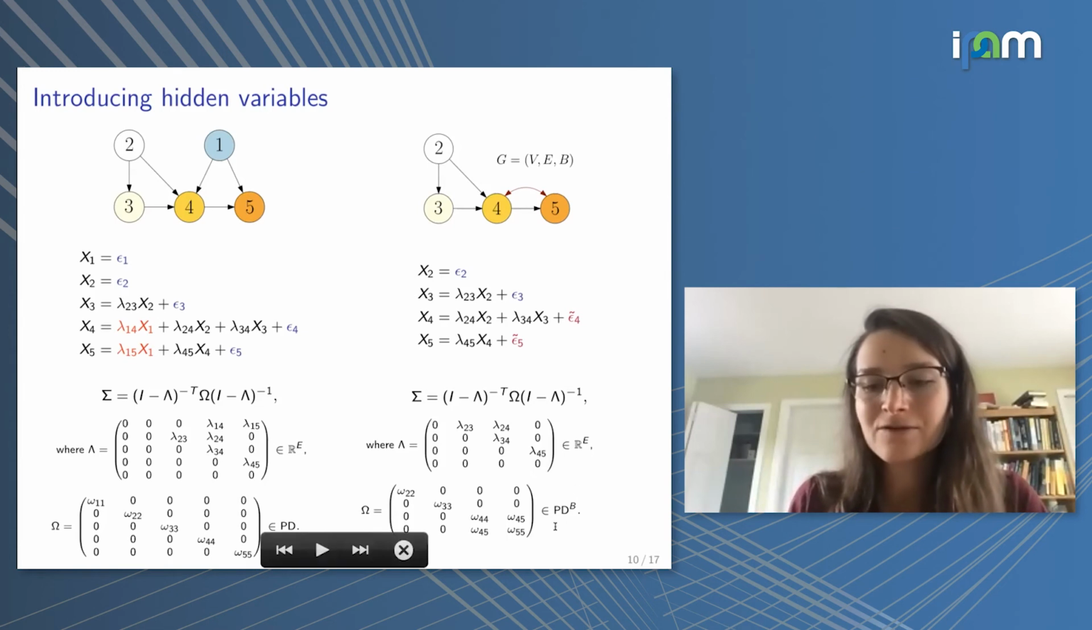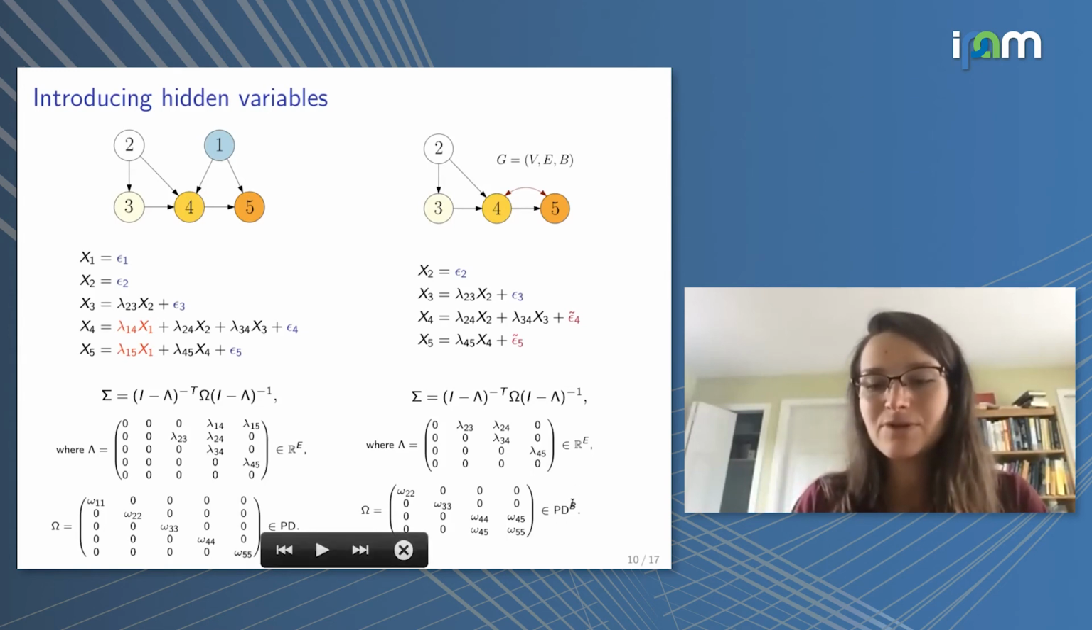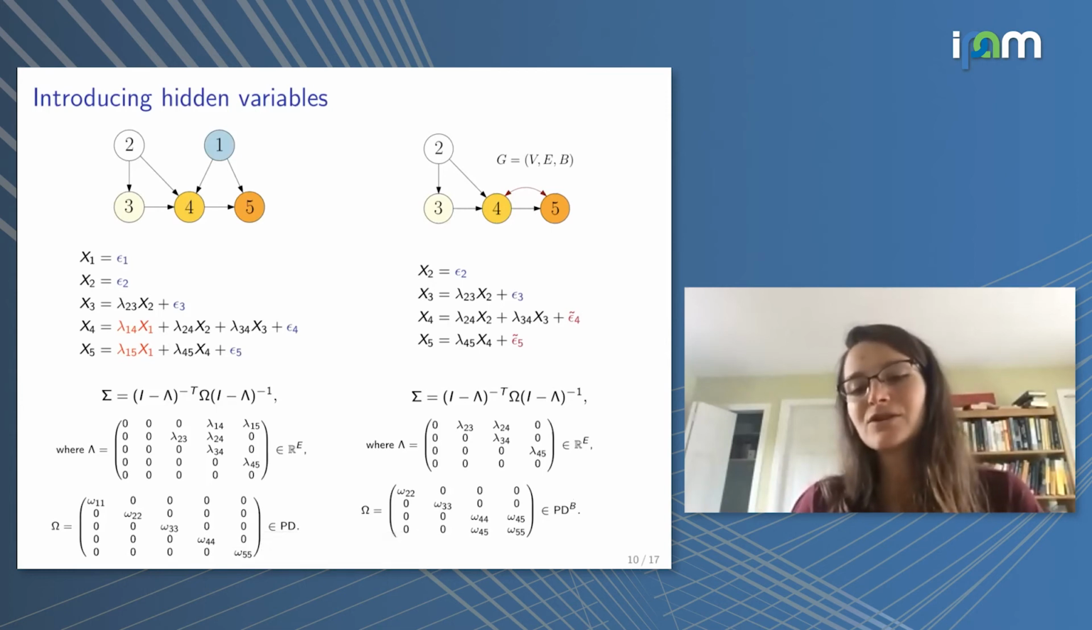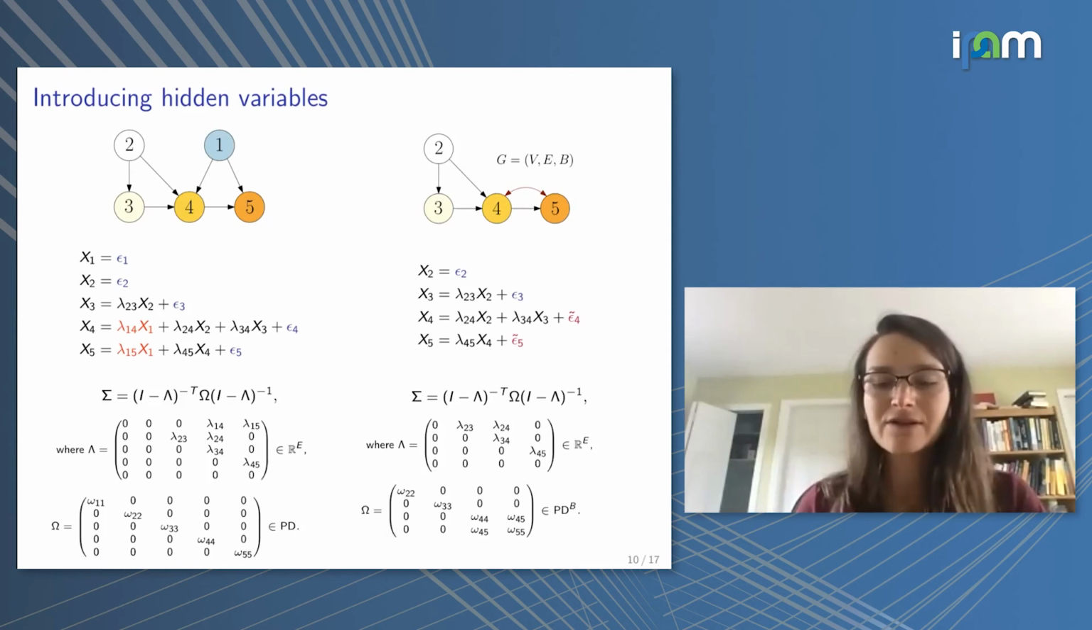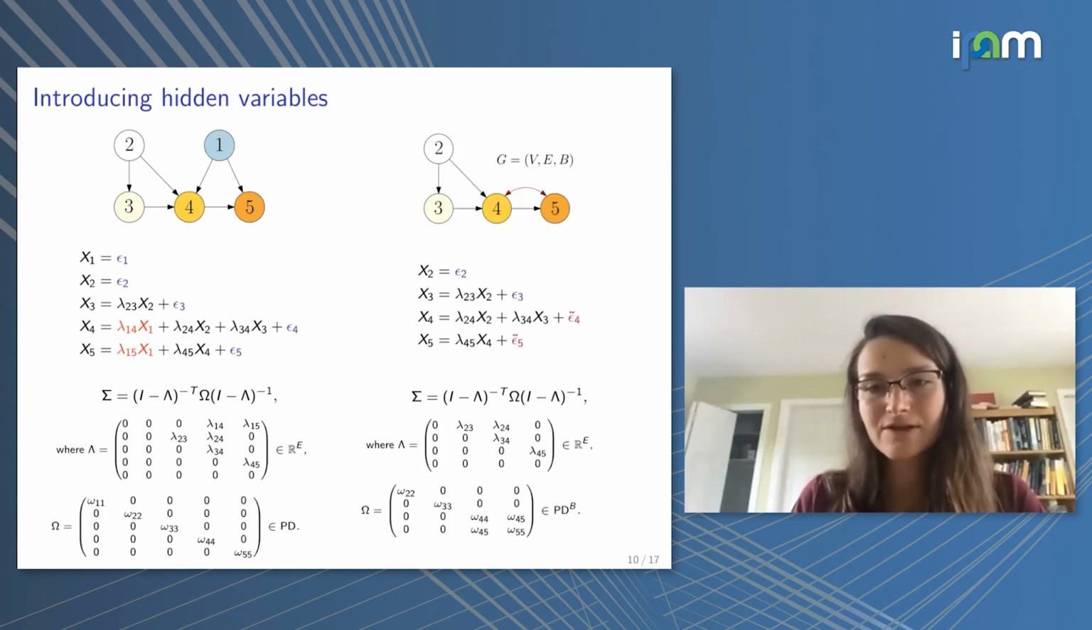But omega is no longer just a diagonal matrix, it lies in PD_B. So B is the set of bidirected edges. So it has zeros on the off-diagonal entries unless there is a bidirected edge between the vertices, in which case it has a non-zero entry. Okay, so this is our new setting now, where we have hidden variables.